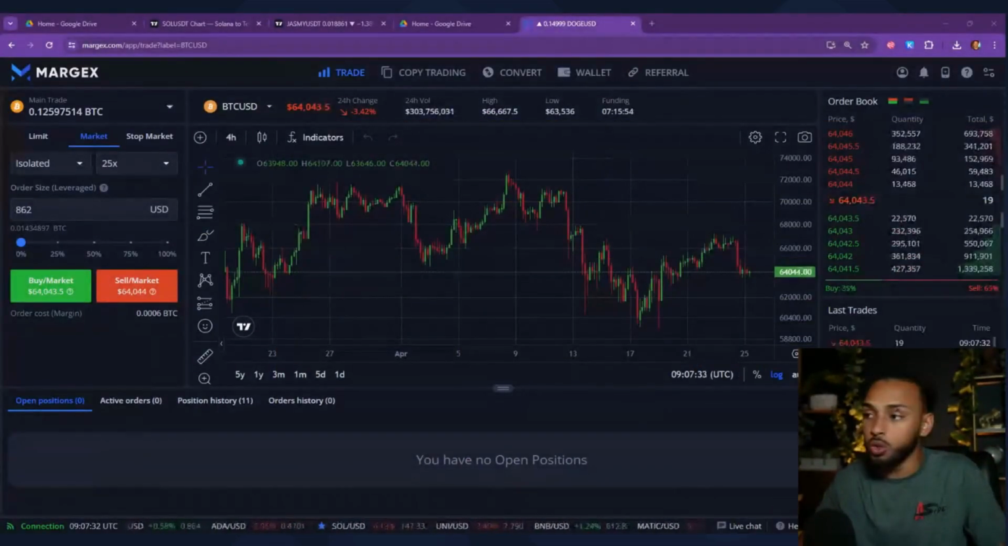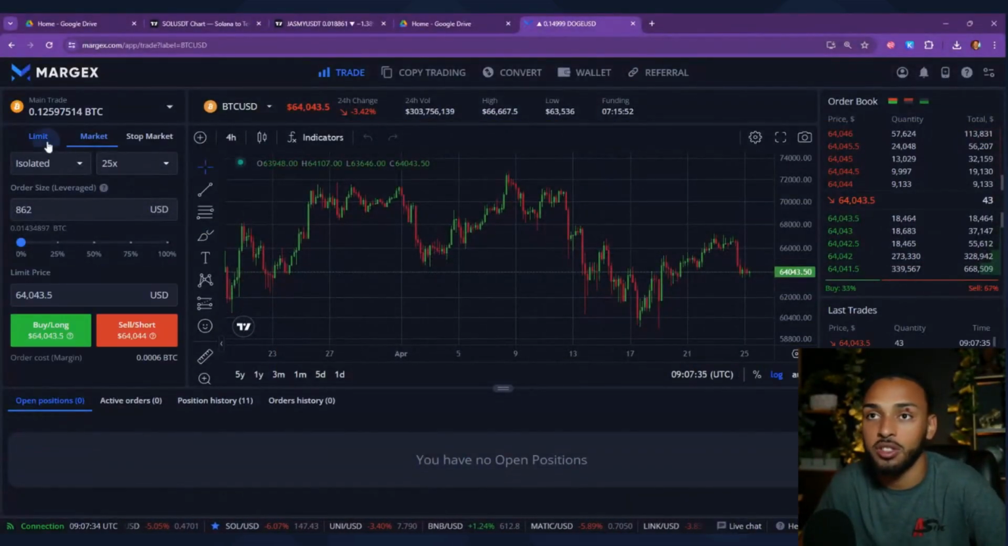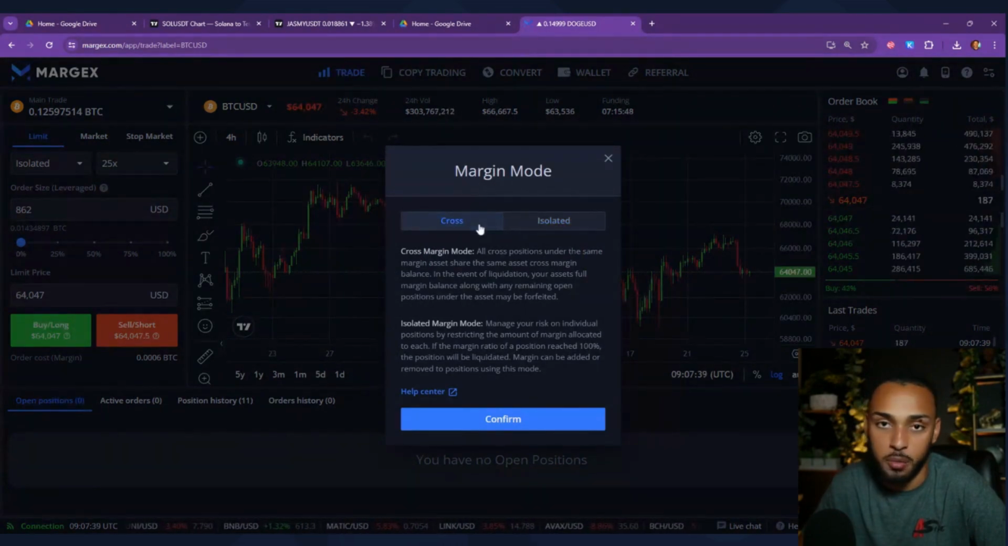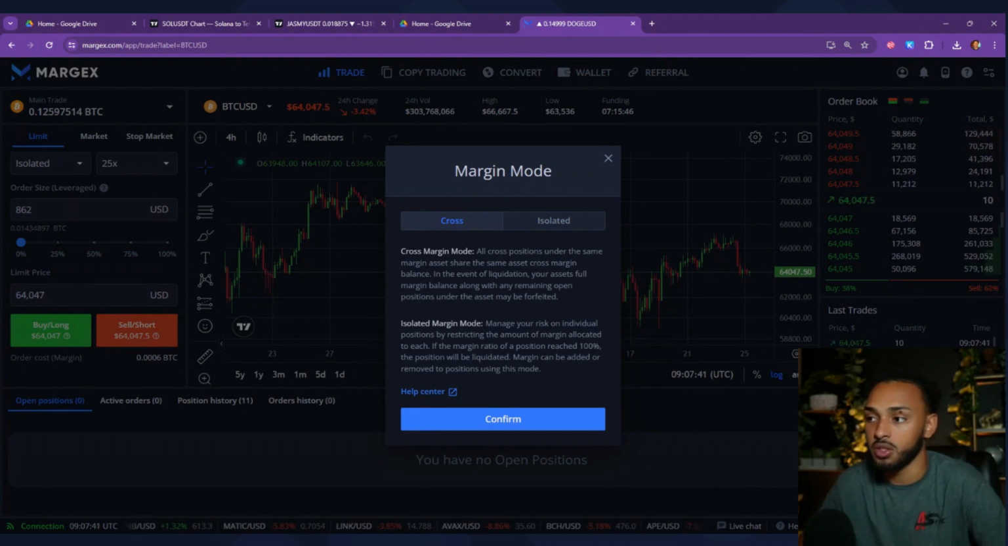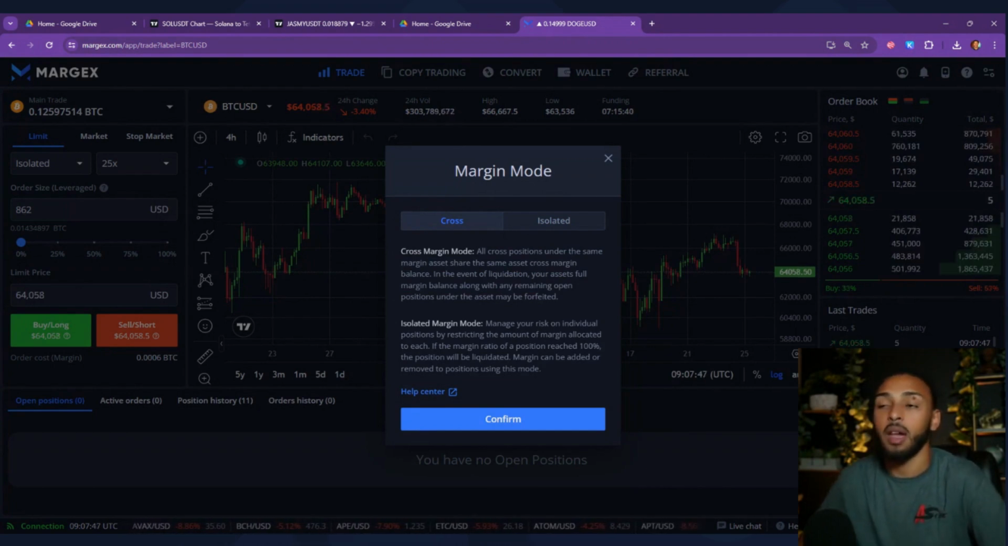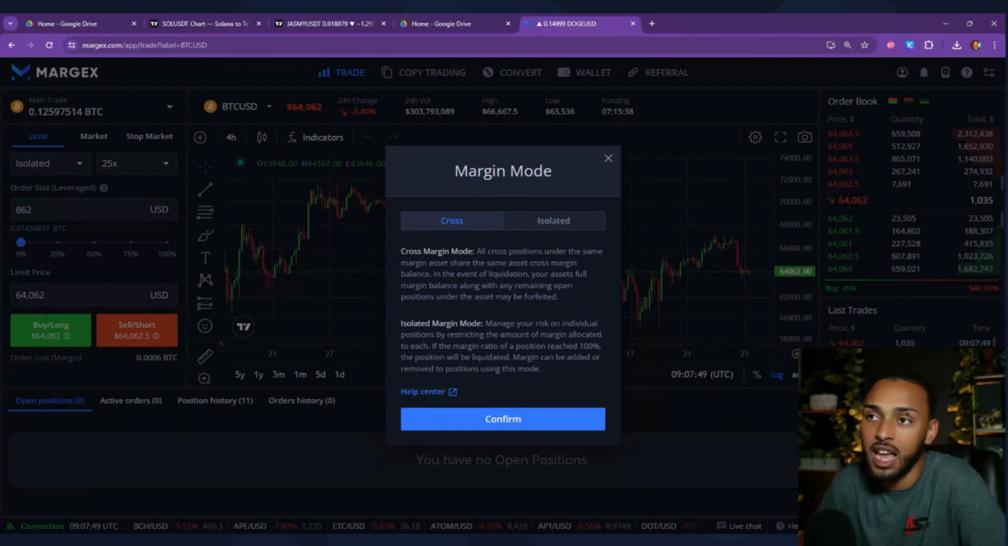Once you do get one of these orders going, you have two options: you either use isolated margin or cross margin. Let's talk about what either one of those does. Let's read this, then I'll show you a chart or graph that'll explain it a little better. For cross margin, it says that all cross positions under the same margin asset share the same asset cross margin balance.